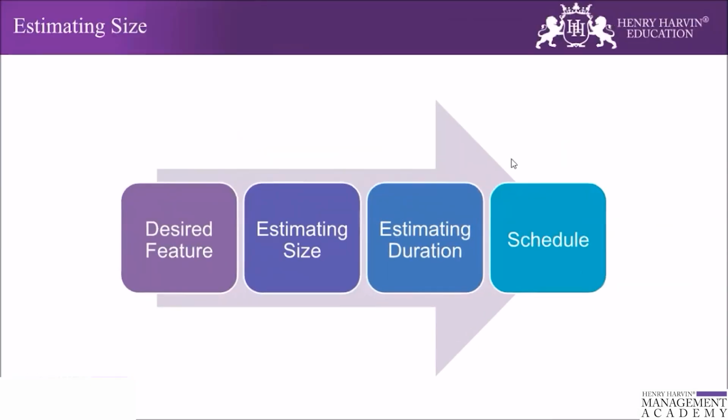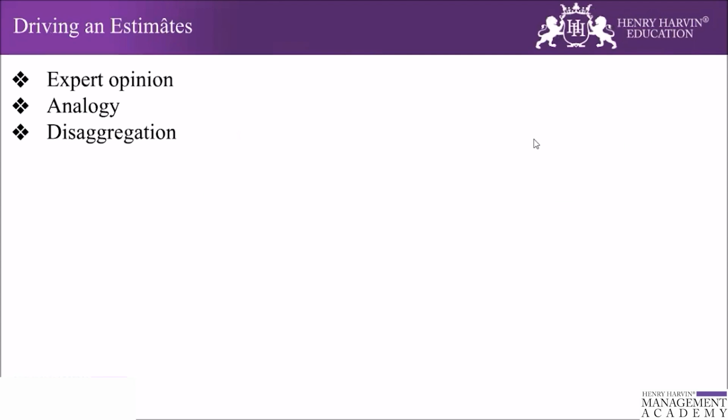So please try to understand how we do this in agile, and how we estimate the size of the product. Before I move further, there are three ways to come to an estimation. So how can we derive an estimate? There are three ways of deriving the estimates: one is the expert opinion, one is the analogy, and one is the disintegration.